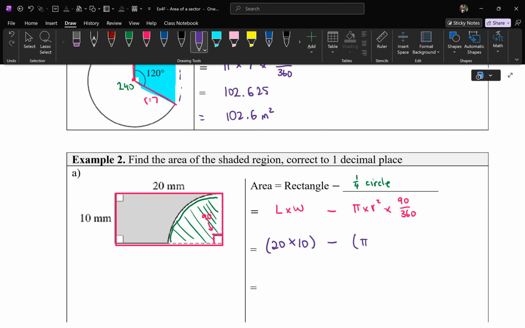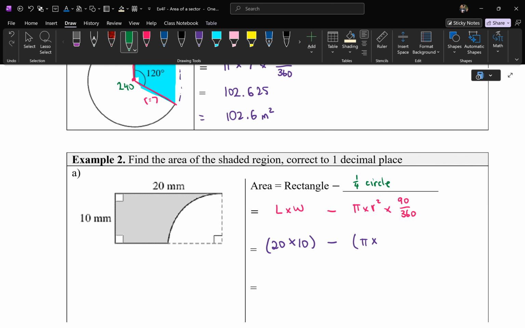The circle is pi times, now what is my radius? It's hidden. What's the radius for this quarter circle? Hands up if you can see it. What's the radius? Yes, Eknor. It is 10. Now for those who can't see it, I'm going to try to draw it again.